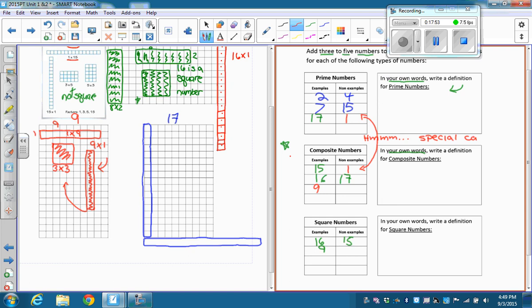So how are you going to remember if you have a square number? What makes it easy for you? The picture or like looking at the factor pairs or both? Both? Yeah. Okay. Good job, girls. Shall we post it?